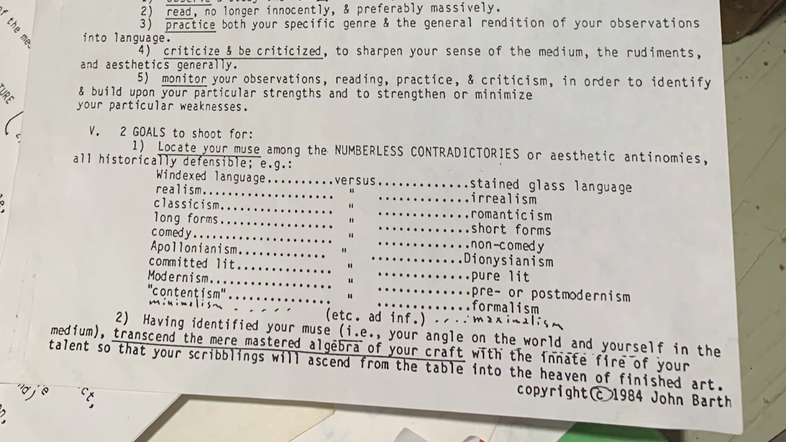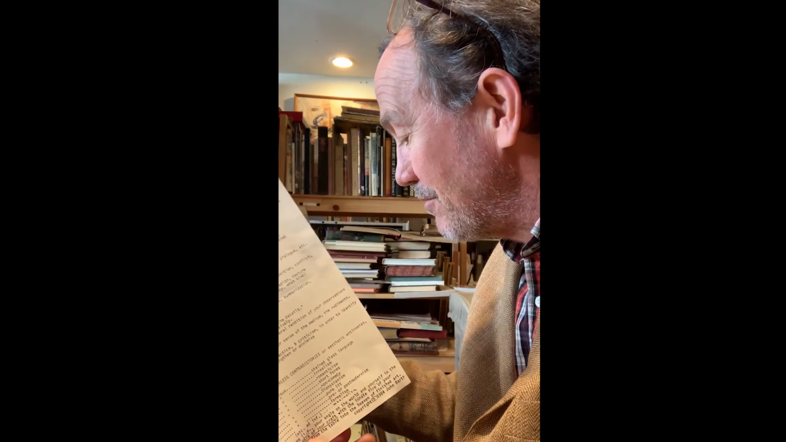And two here, having identified your muse, i.e. your angle on the world and yourself in the medium, transcend the mere mastered algebra of your craft with the innate fire of your talent, so that your scribblings will ascend from the table into the heaven of finished art. Copyright 1984, John Barth. Bare bones of literature in general.